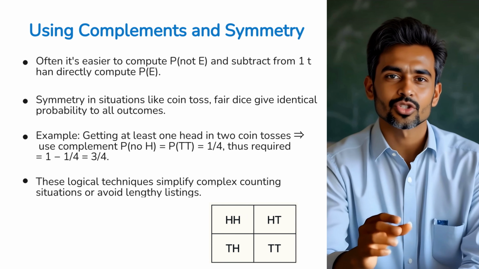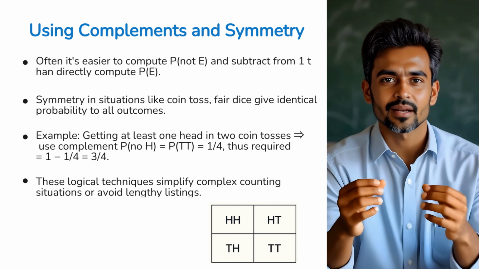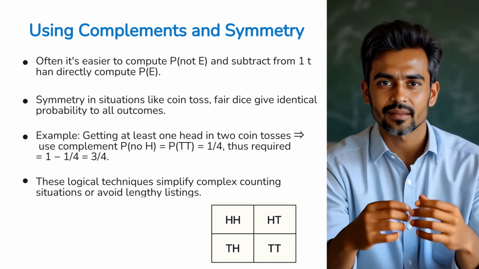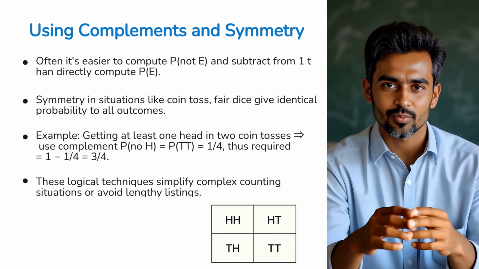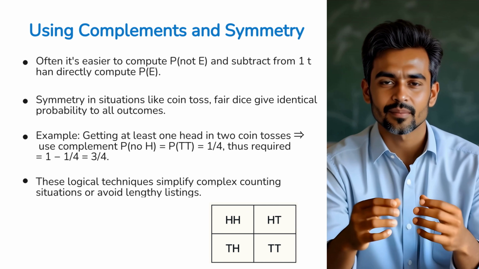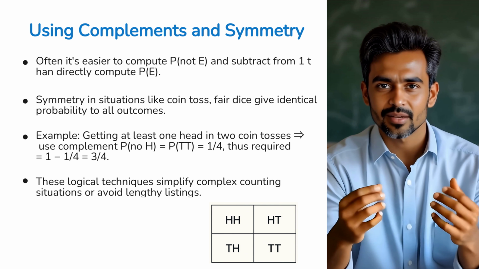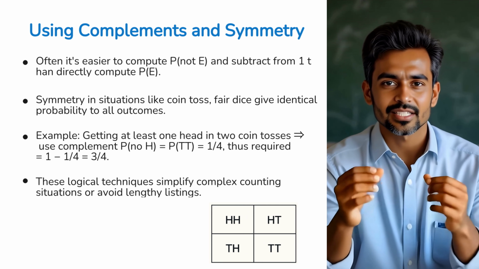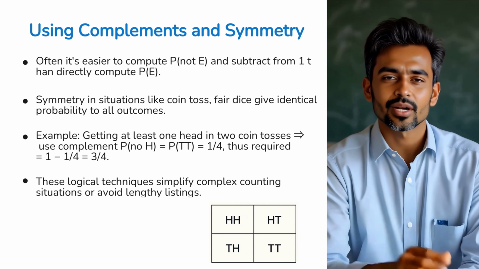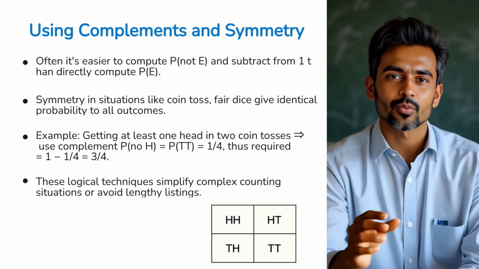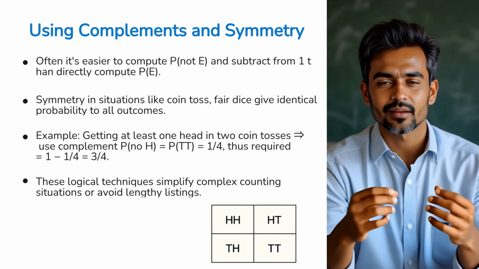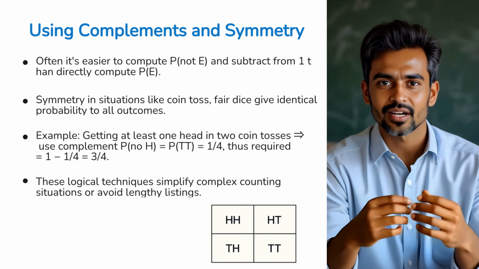Now, here's a shortcut tip. Sometimes, it's easier to calculate the probability of not E, then subtract from 1 to find the probability of E. Why? Because counting the complement might be simpler. For example, what's the chance of getting at least one head when tossing two coins? Instead of listing every way to get a head, find the probability of no heads appearing. That means both tosses are tails.